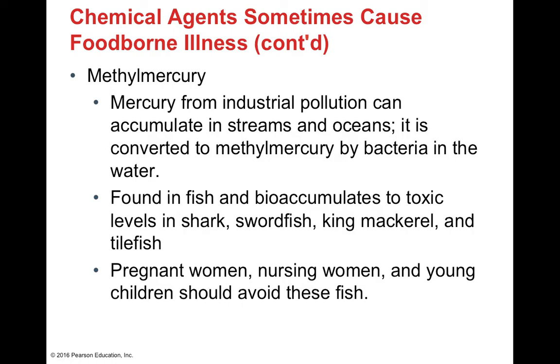Certain things like methyl mercury can also be very bad for an individual. Now, mercury can accumulate from industrial pollution in different streams and oceans and get converted into methyl mercury by particular bacteria that are found in the water. And it also bioaccumulates, because it's found in lower levels in fish that are then eaten by larger fish and sometimes by shark, etc. So shark, swordfish, king mackerel, and tilefish are known to have high levels of bioaccumulated methyl mercury, which is why pregnant women, nursing women, and young children should avoid these fish, because these individuals are at high risk for exposure to these toxins.